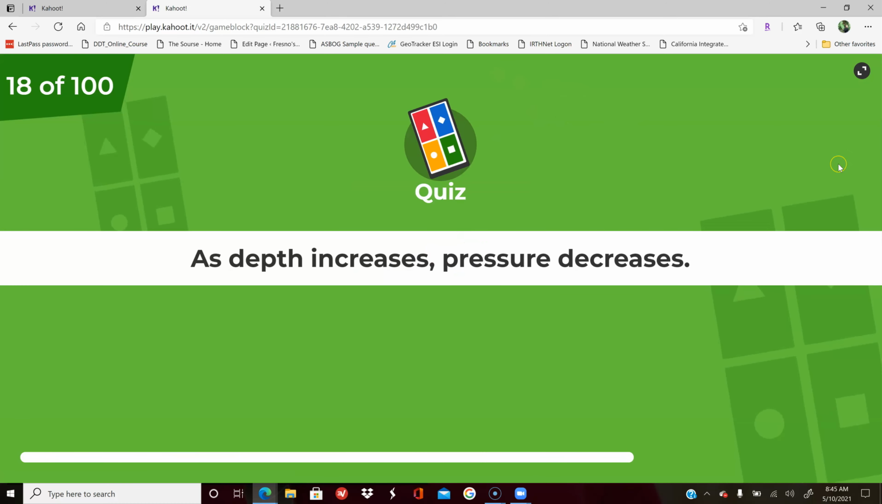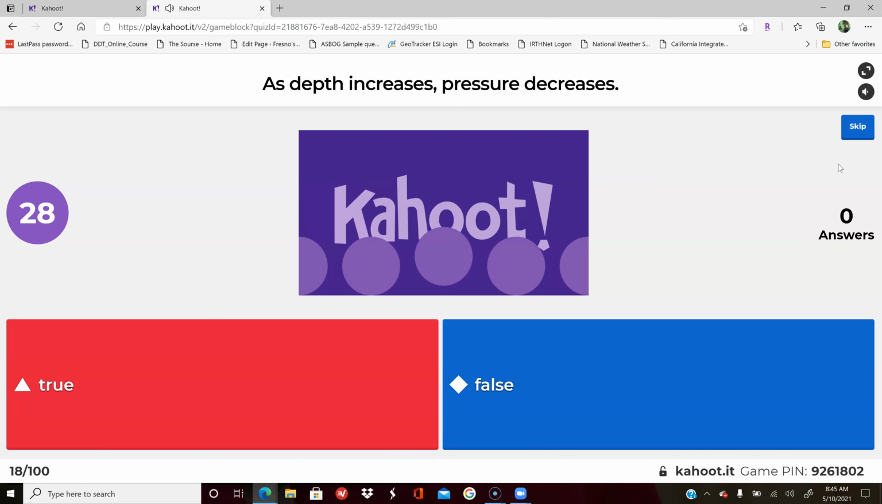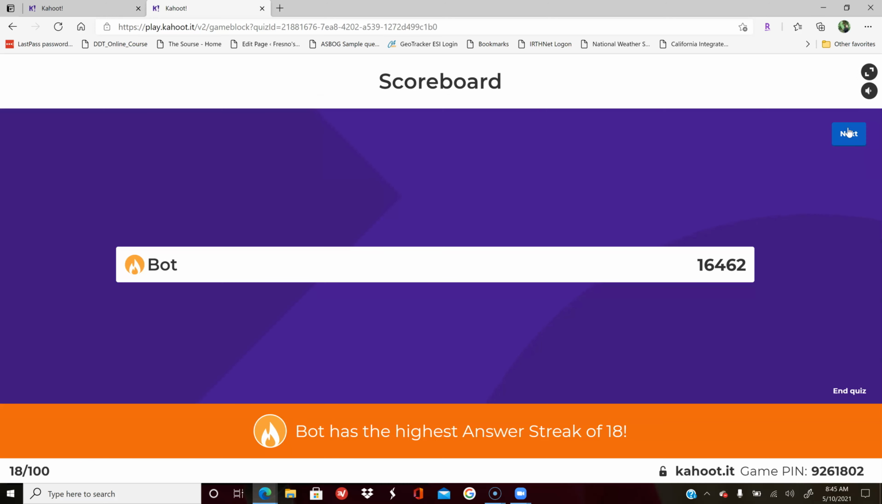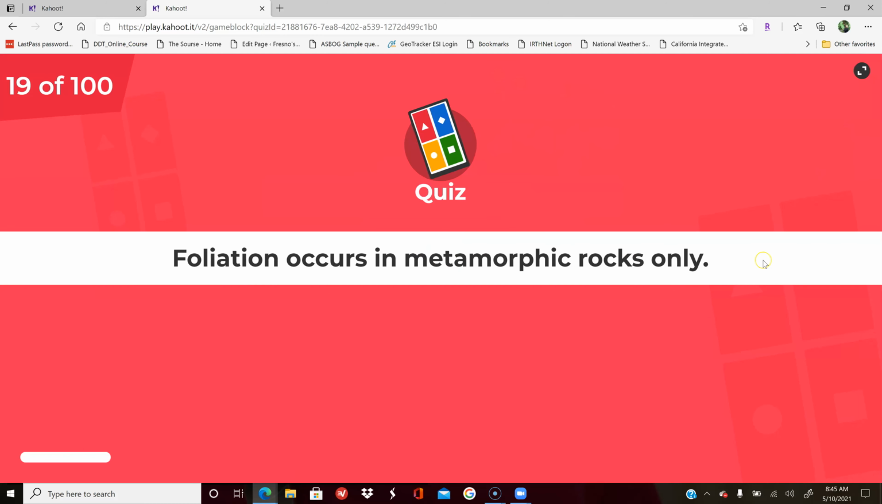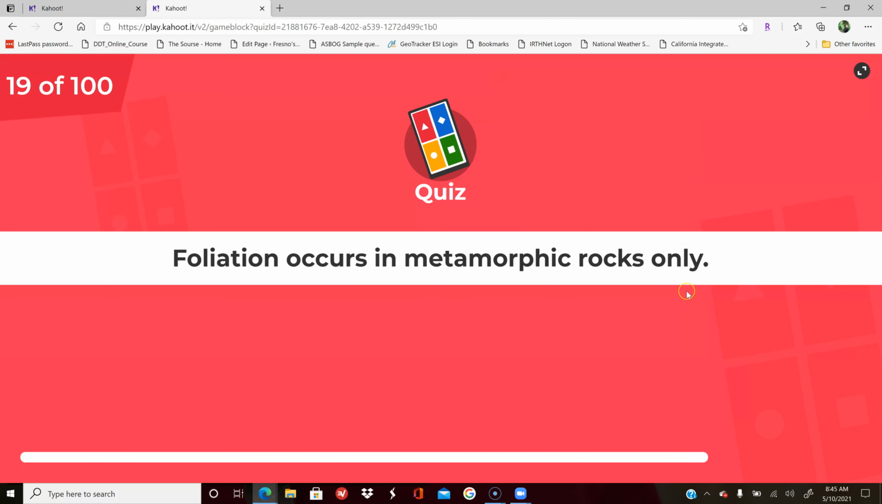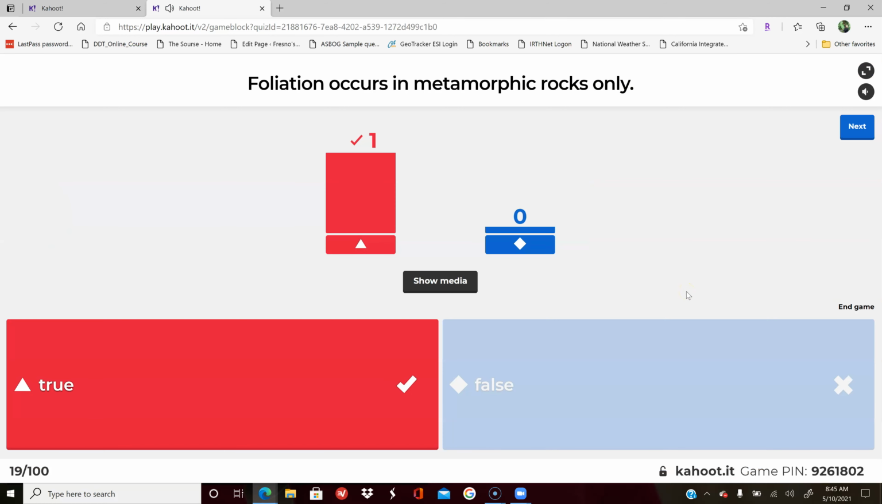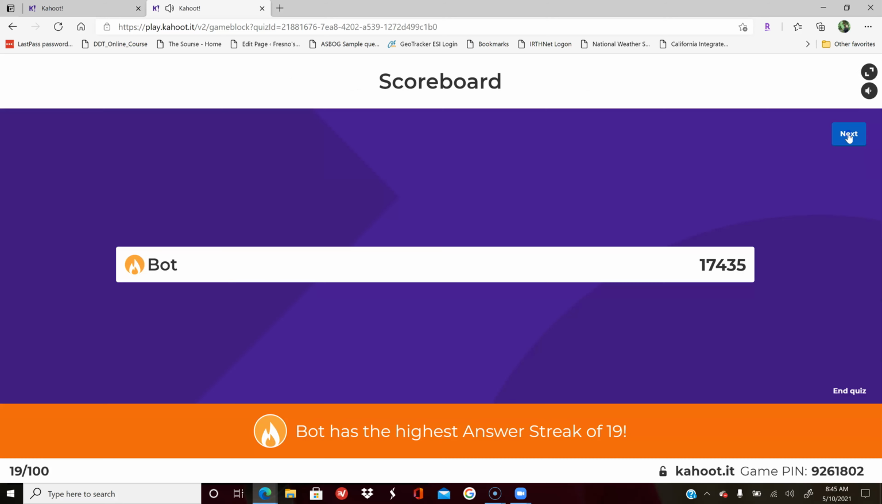As depth increases, pressure decreases. This is false. As depth into the earth increases, pressure also increases, and so does temperature. Foliation occurs in metamorphic rocks only. This is true. You will only see foliated minerals in metamorphic rocks.